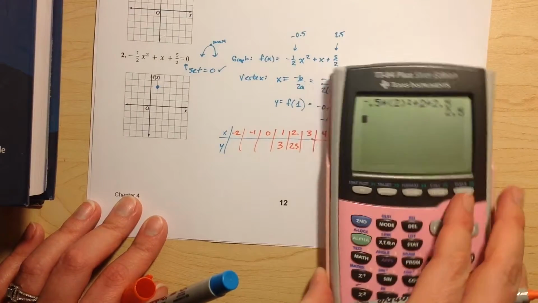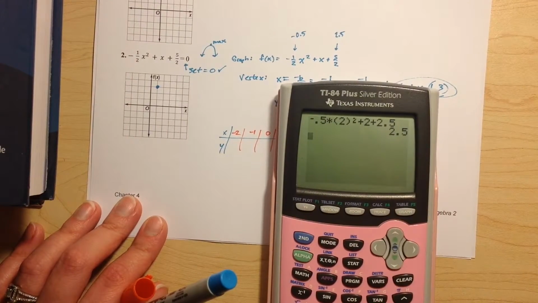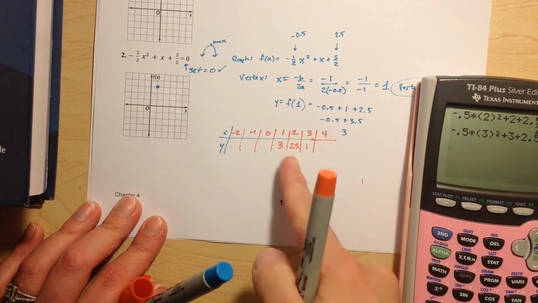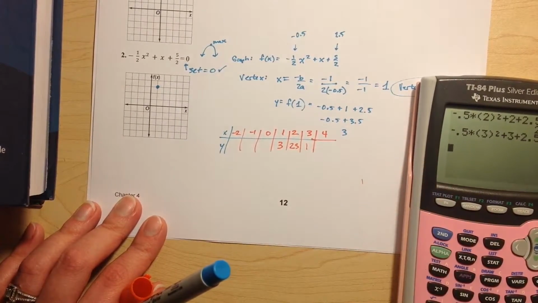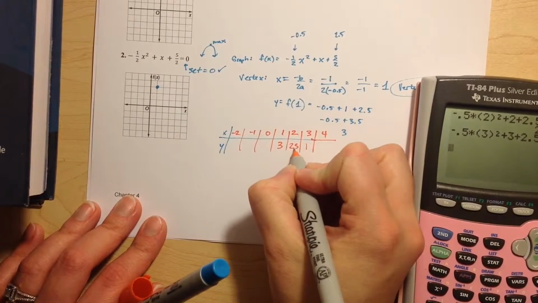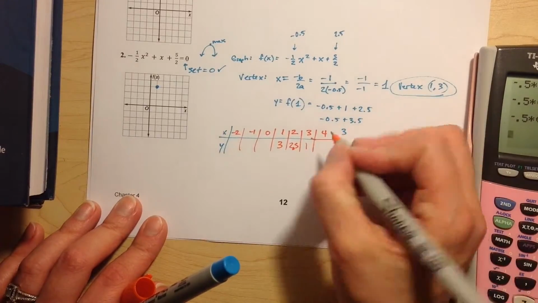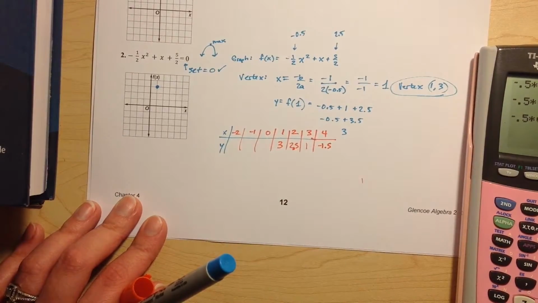Then I'm going to plug in 3, so I get -0.5 times 3 squared plus x, which is 3, plus 5/2, which is just 1. Good thing I picked a couple more. Notice I'm not quite down to 0 yet. Okay, then I plug in 4, and I have -0.5 times 4 squared plus 4 plus 2.5. Notice I finally crossed down into the negatives.